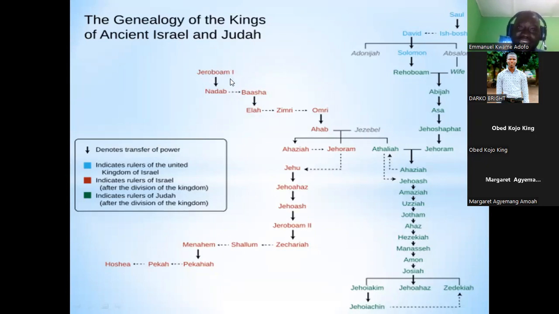So when it comes to the kingdom of Israel, which is the northern kingdom, it started with Jeroboam, moved to Nadab, Baasha came in, Elah, Zimri, Omri, Ahab, ruling with his wife Jezebel. And that is where we have more of the story about Elijah. Then it moved on to Ahaziah. Ahaziah was her son, and then he died.